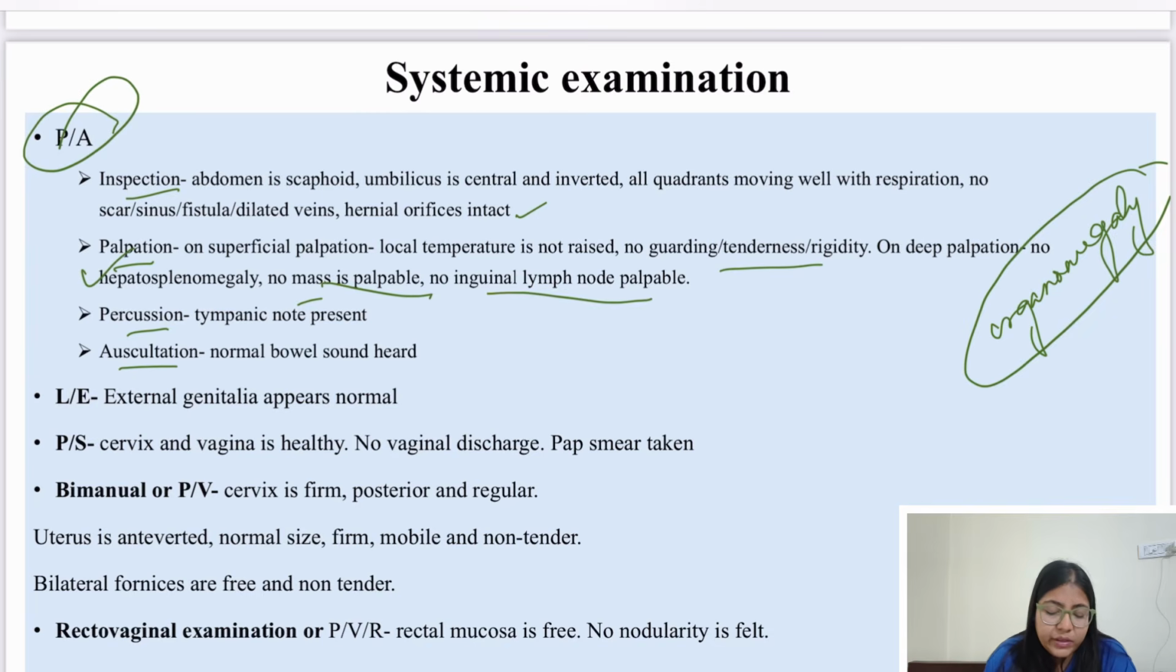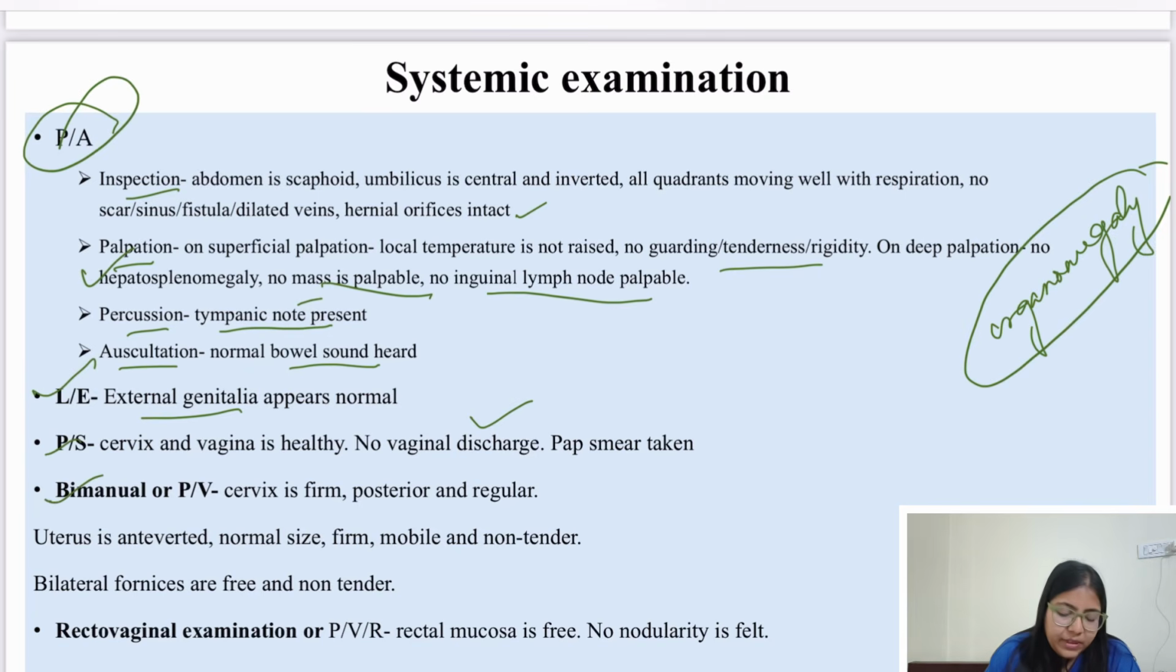On percussion, tympanic note is present. On auscultation, normal bowel sound is heard. In local examination, external genitalia appear normal. On per speculum examination, cervix and vagina are healthy. There is no vaginal discharge and pap smear is taken. In one of the upcoming classes, I will tell you about pap smear, when to take it and details regarding that. So you should know, if you are mentioning pap smear, in which patient you should mention it.